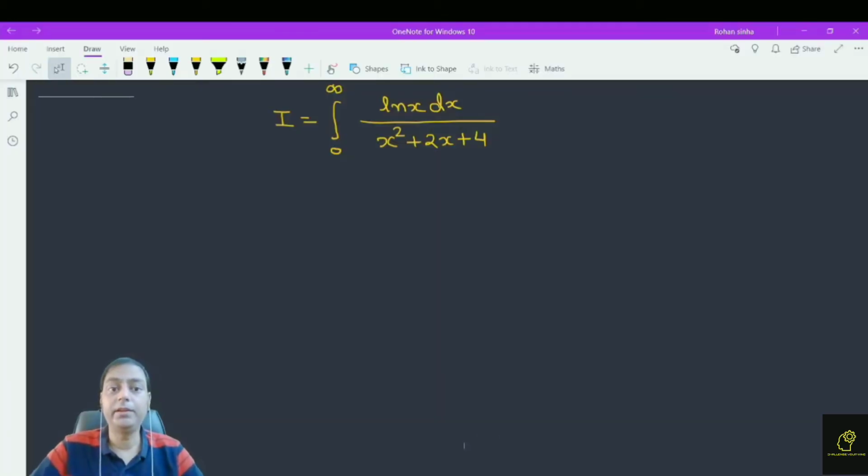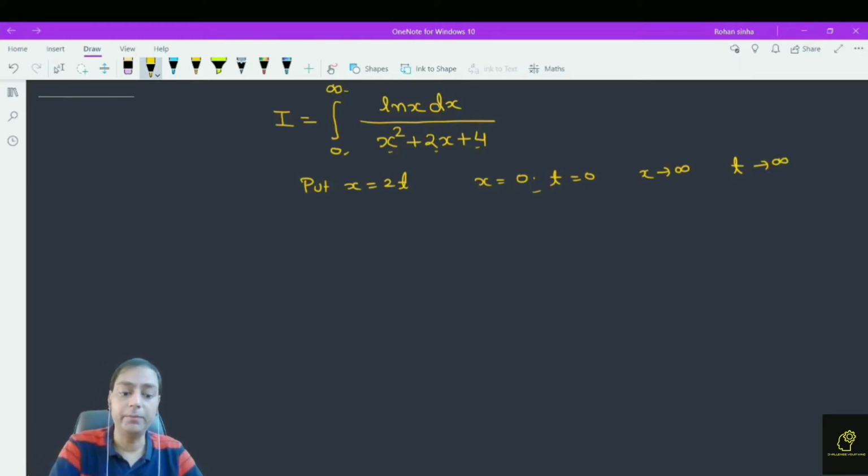Now what is given? It is given that I is equal to the integral from 0 to infinity of log x dx divided by x squared plus 2x plus 4. Put x equal to 2t here. If x is equal to 2t, what are the lower limit and upper limit? If x is equal to 0, t equals 0. And if x tends to infinity, t tends to infinity only. Simply putting the values of the lower and upper limits. Now, what about dx? dx is equal to 2 times dt.